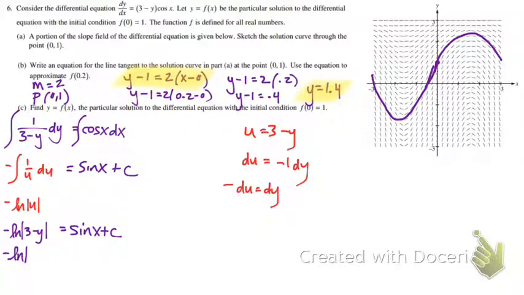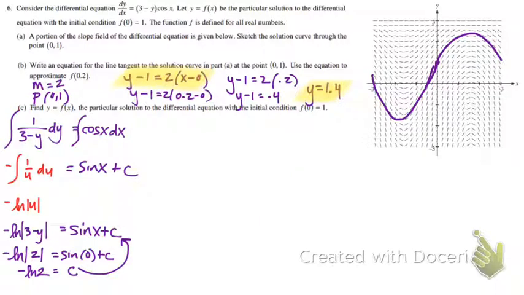So this is ln of 3 minus 1, which is ln of 2, is equal to sine of 0 plus c. Sine of 0 is 0, so c is equal to negative ln of 2. Plug that back in here. And let's rewrite this. So we have negative ln of the absolute value of 3 minus y is equal to sine of x minus ln of 2.